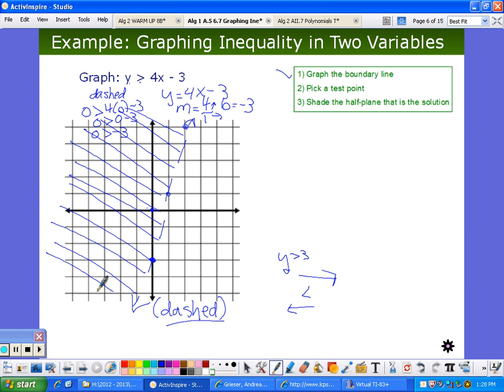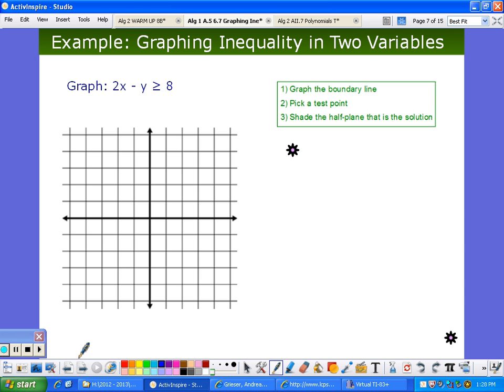These are my solutions. Where are the points that aren't solutions? They're down here. So we have a picture of what they look like. I want to try another example. Let's look at another example, and this is also in your notes on the bottom right.